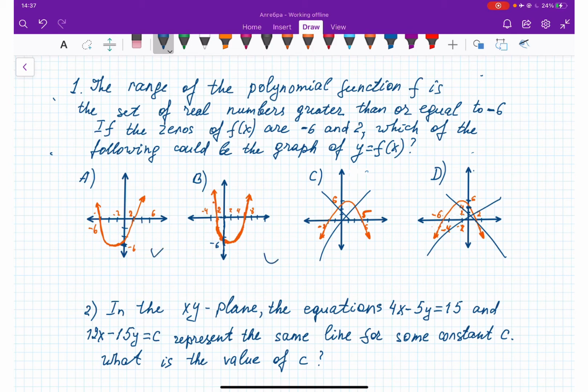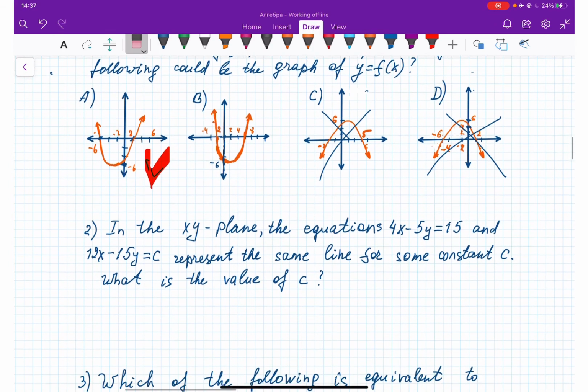And it says the zeros of f of x are negative 6 and 2. Here we have negative 6 and 2. Which of the following could be the graph? A. This one. Okay.